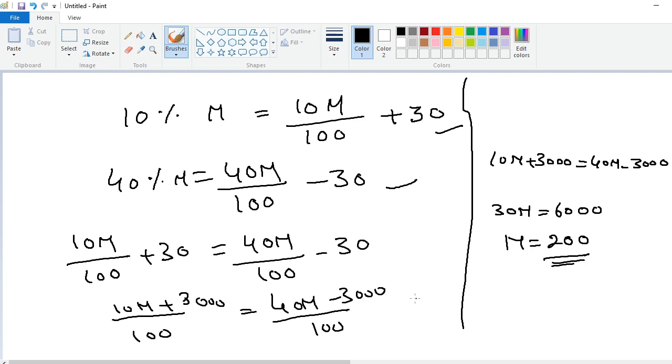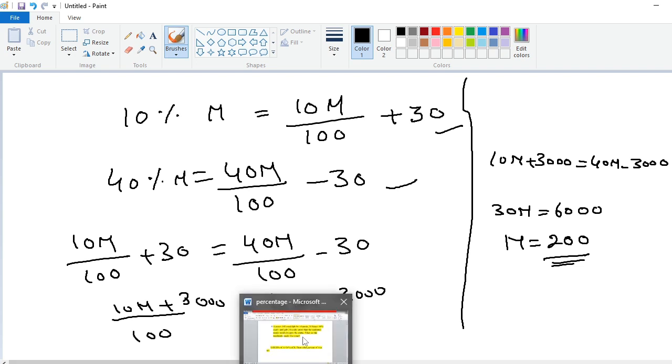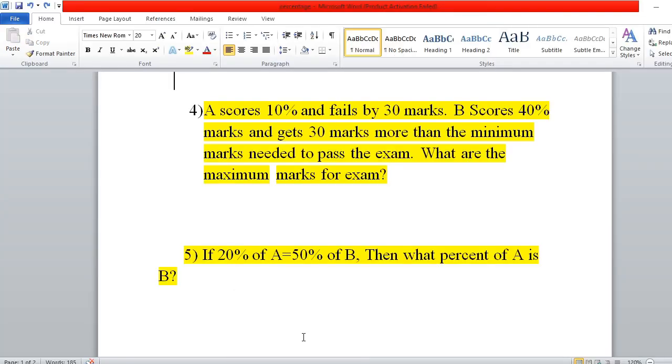Okay. This is very simple. Common sense is enough to solve this problem. Next, fifth problem: if 20% of A is equal to 50% of B, then what percent of A is B? It is a little confusing but very simple.